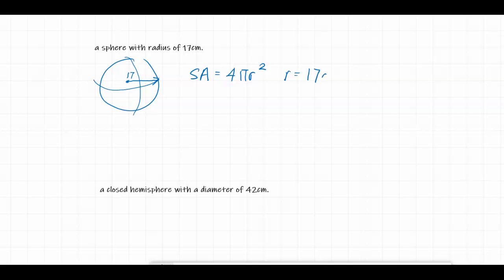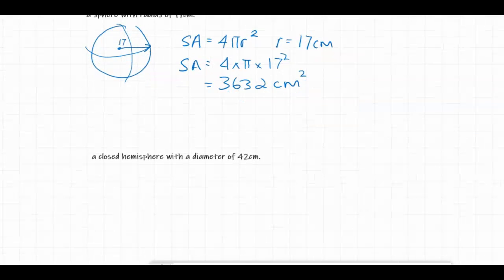R we know is 17 centimeters. So for the surface area, this is just plug and play. 4 times pi times 17 squared into your calculator comes up with 3632 centimeters squared. Okay, so that's the answer there.